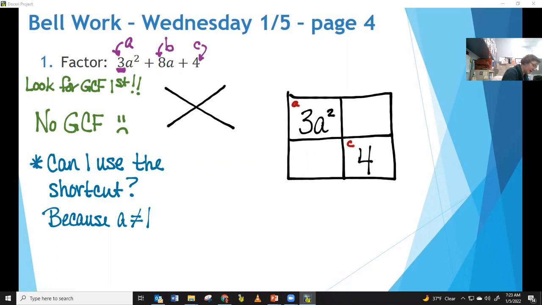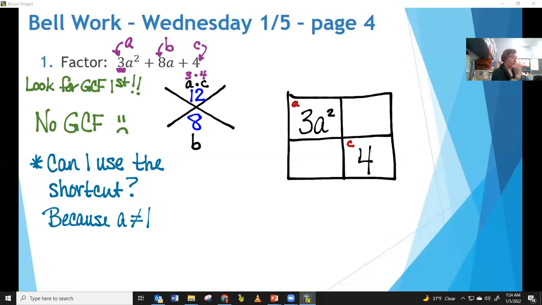All right, now over here on the X, we're going to multiply those two numbers together. When we're working in the X, we don't have any variables in it at all. I just want numbers. So I'm going to multiply the 3 and the 4 together. What do I get when I multiply 3 and 4 together? 12. Yep. And then down on the bottom, I put my B term. What is my B term? 8. Lovely.